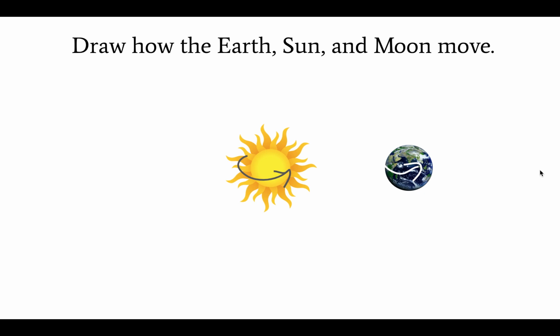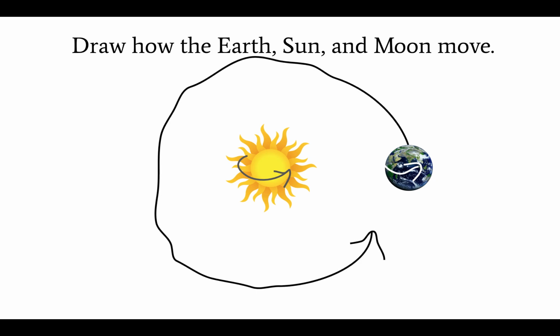But the Earth has another motion. It revolves. It also goes around the sun in a counterclockwise motion. So the Earth rotates counterclockwise, but it also revolves counterclockwise. And lastly, we have the moon. The moon rotates counterclockwise, and it also goes around the Earth, or it revolves around the Earth in a counterclockwise motion. This is how each of those objects move.